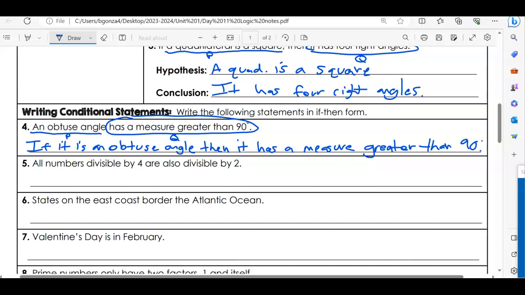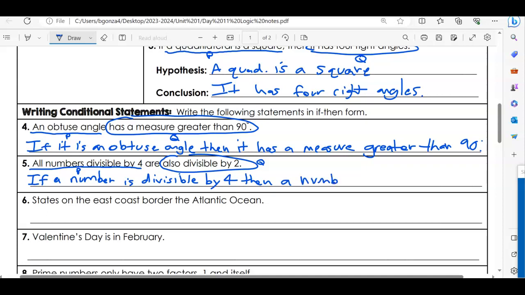Number 5, hey, wake up. On number 5, here's another way you could write it, okay? The first part, all numbers are divisible by 4, is the P. Divisible by 2 is my Q. So here's how I could write it, okay? Instead of "if it," I could say, if a number is divisible by 4, then a number is divisible by 2.